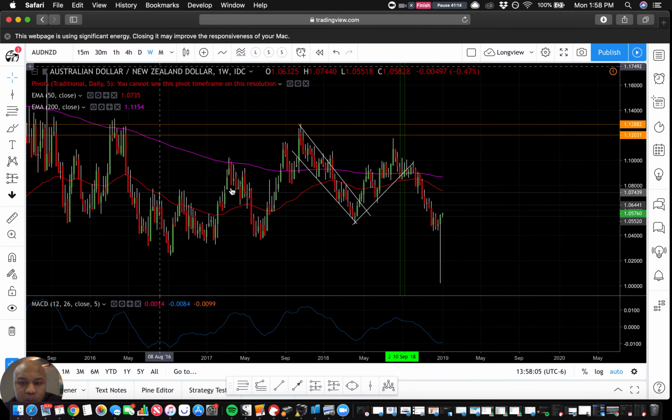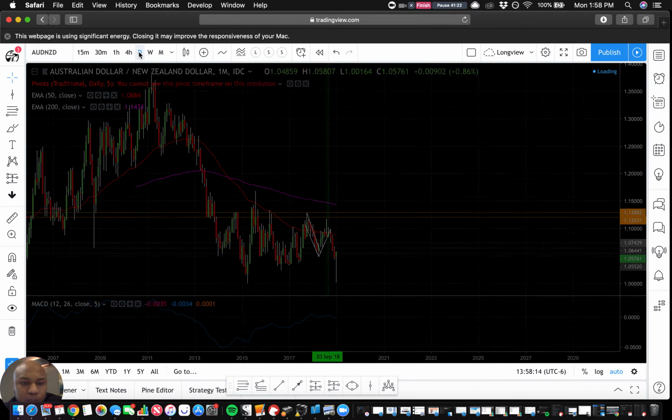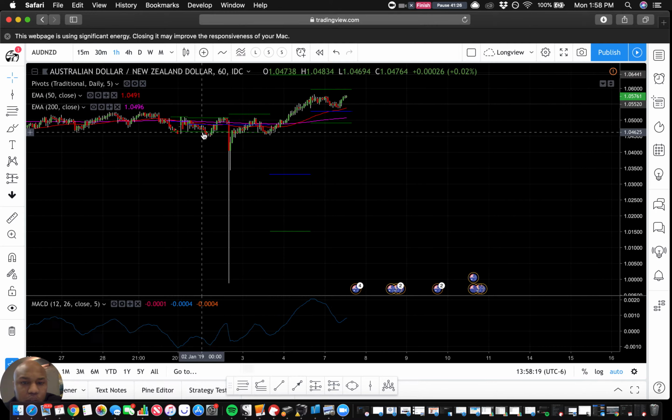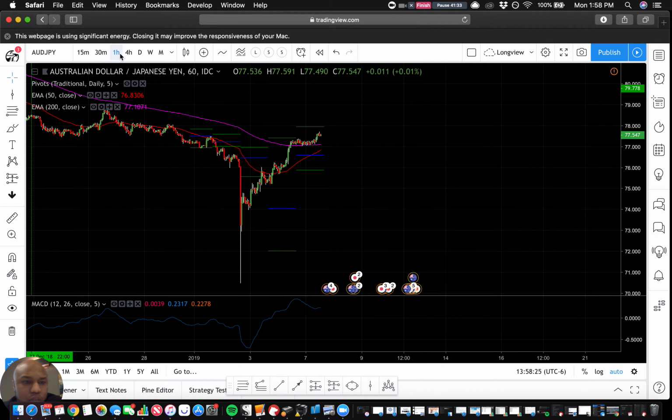Sometimes I pick a pair and I only watch that one. One of the pairs within a pair, so AUD. Already got one of them on there. This one's doing the exact same thing. If you haven't noticed, it's rolling over. We're rolling over on all these.